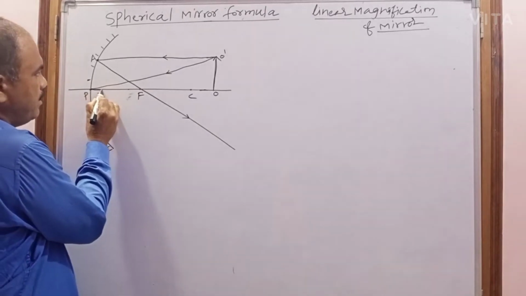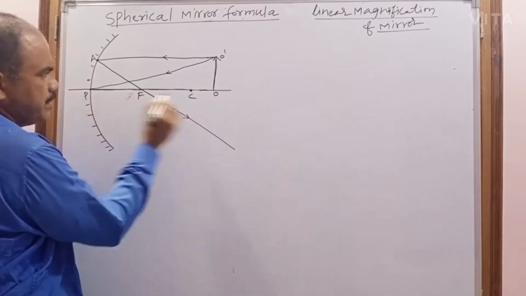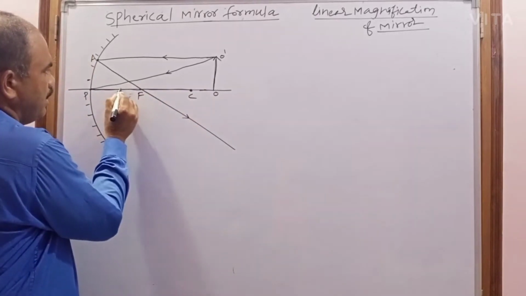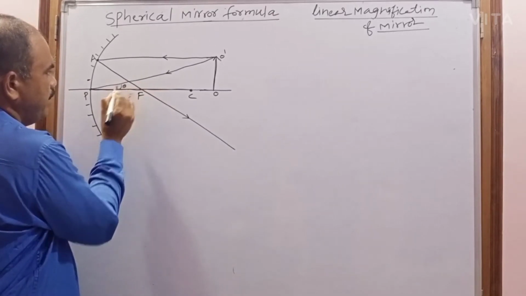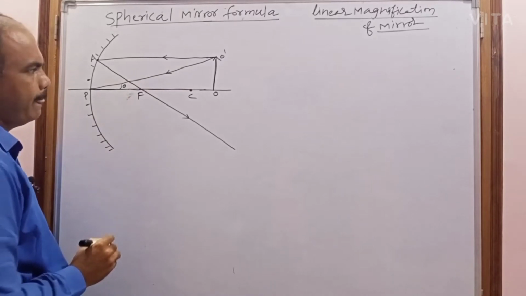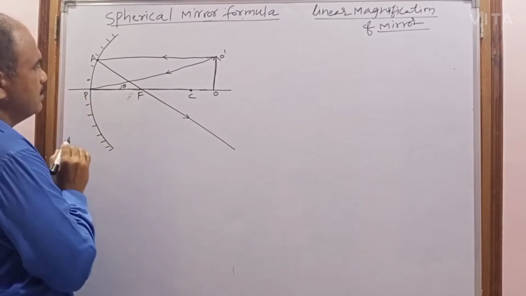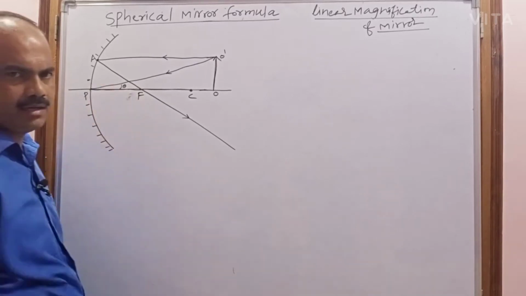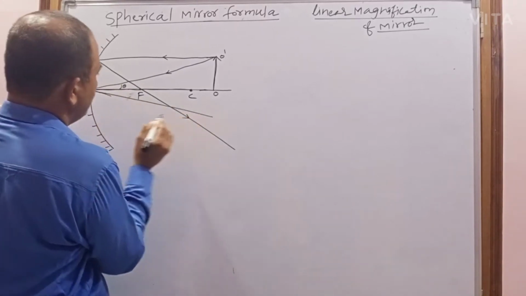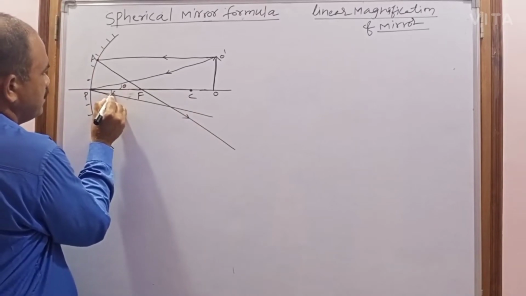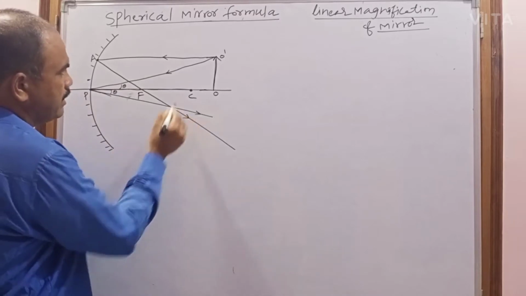The line joining the point of incidence and the center of curvature is known as the normal. So now the principal axis becomes the normal. The angle between the normal and the incident ray, let it be theta. So the angle of incidence is theta. With the same angle the ray will be reflected, according to the first law of reflection. Now this is the reflected ray corresponding to this incident ray.